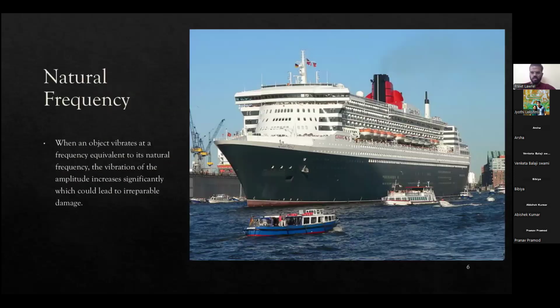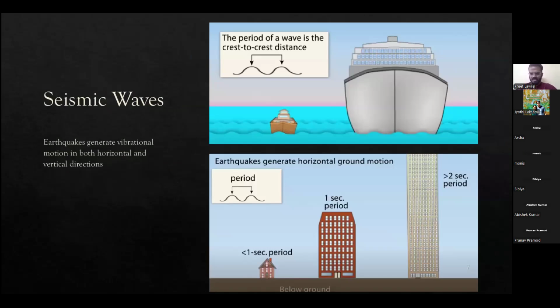And to speak further on natural frequency. You've all seen ships, boats, and aquatic vessels of all sizes. When an object vibrates at a frequency equivalent to its natural frequency, the amplitude of the vibration increases significantly, which could lead to irreplaceable damage. This one thing called resonance is something that all engineers are terrified of. I'll tell you why. Let's imagine that we have a huge ocean and there are small ships and then there are huge ships.